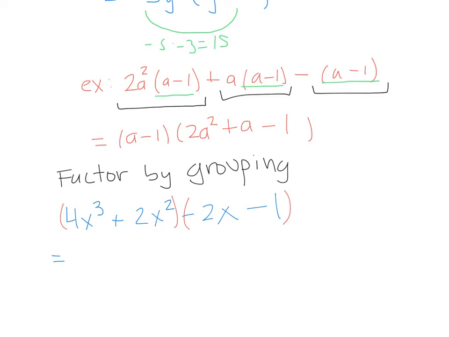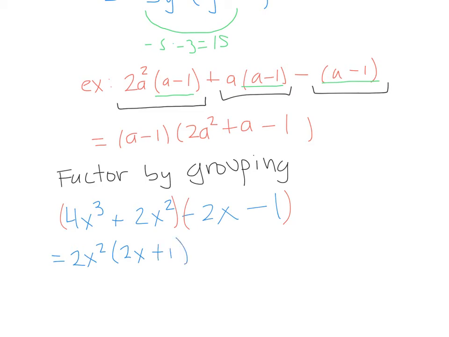Now we are going to treat each of those like we are taking out a greatest common factor. If we look at the first group, the 4x cubed plus 2x squared, we see that we can bring a 2x squared out in front. That's common to both of those terms, and we're going to be left with a 2x. And then what are we going to be left with from the 2x squared? Well, there's just going to be a 1 left.